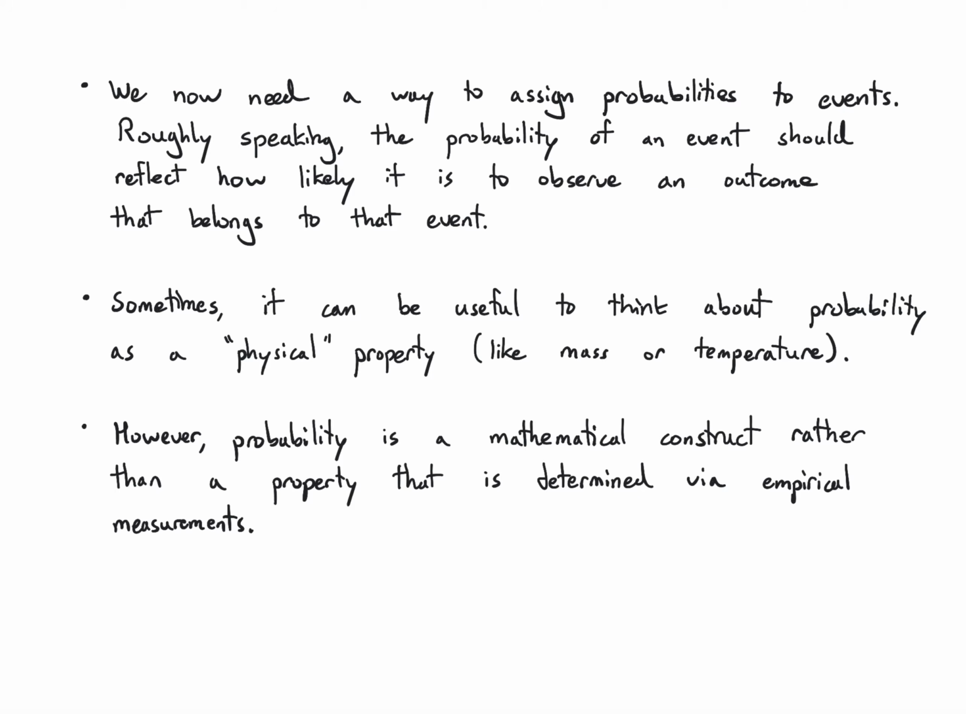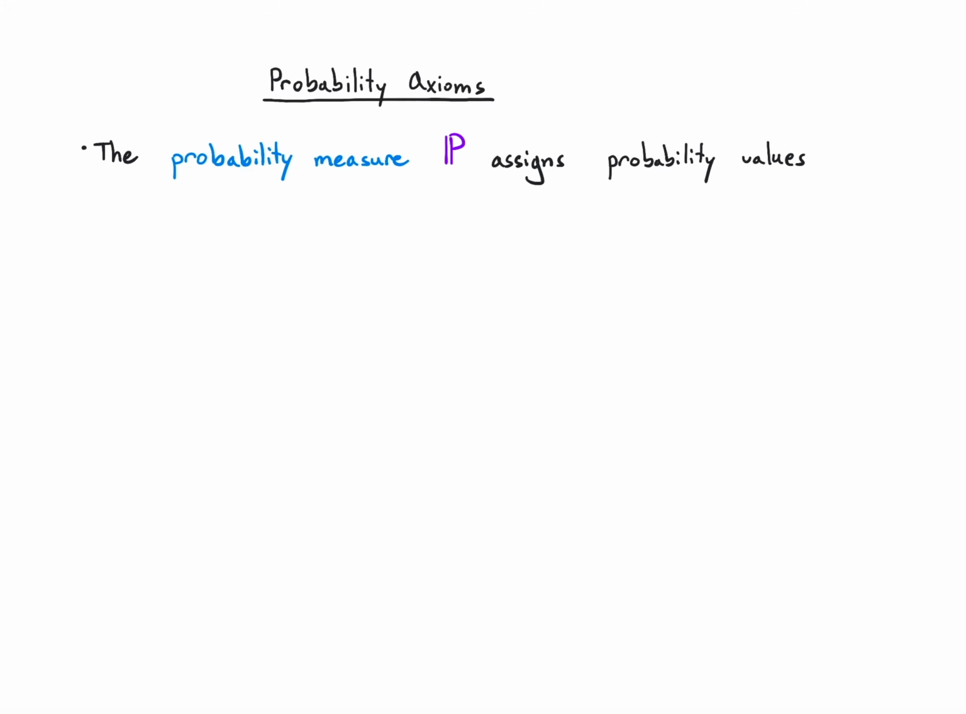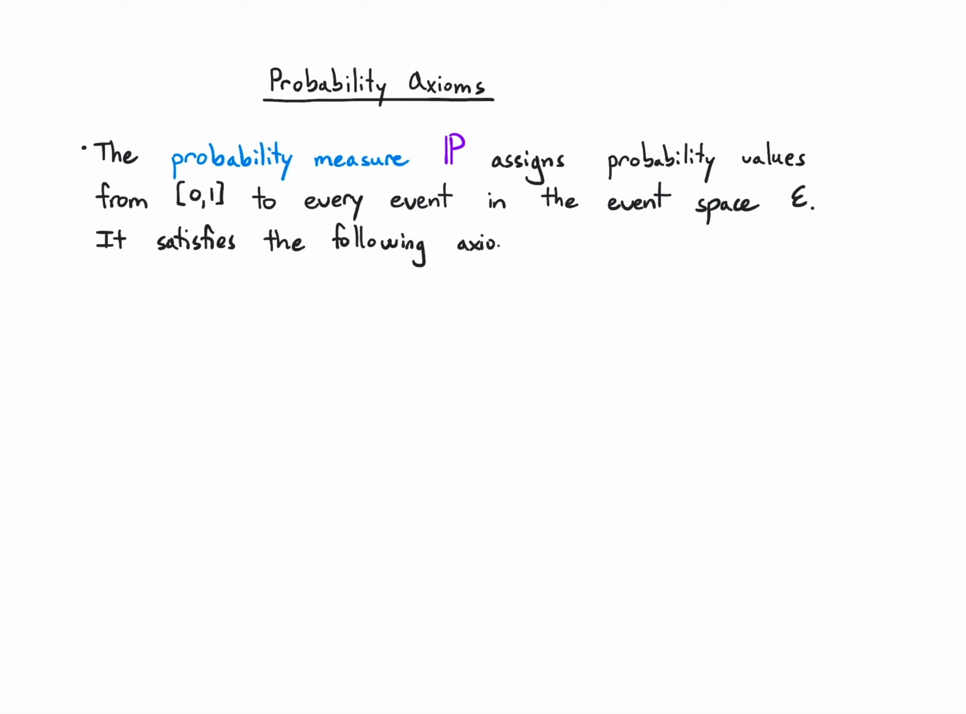Now we're ready to talk about how to assign probabilities. We're going to have the probability axioms. The probability measure, written as P with a line through it, is going to assign probability values from 0 to 1 to every event in the event space E. So if an event is in the event space, it will have a probability, and the probabilities will satisfy the following three axioms.